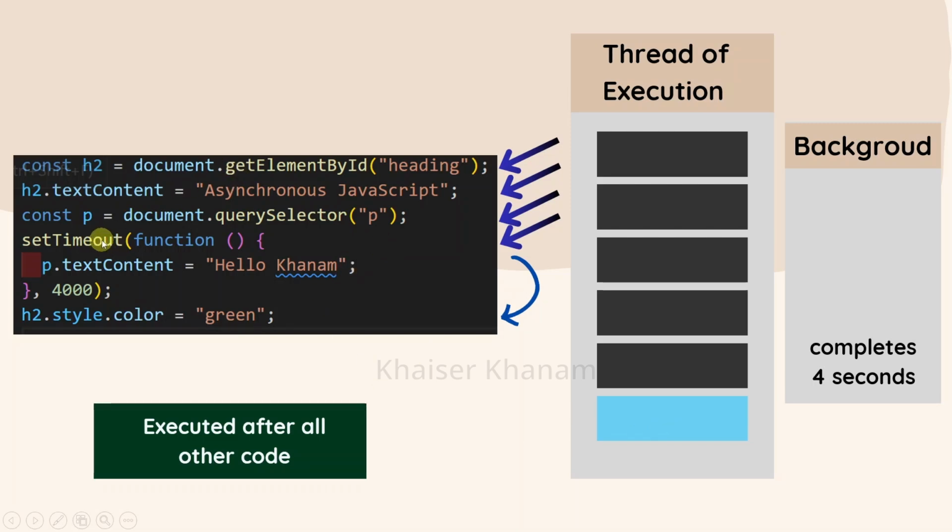Now if you see here, the setTimeout function is coming before this heading, but still in my thread of execution it has executed at the end because of asynchronous code, and setTimeout is an asynchronous function. So this is the major difference between synchronous and asynchronous JavaScript.